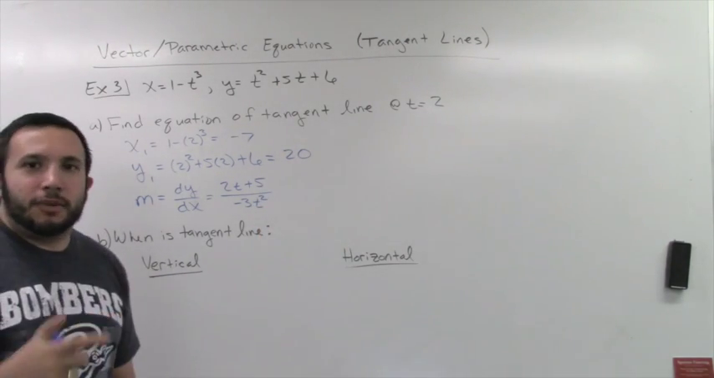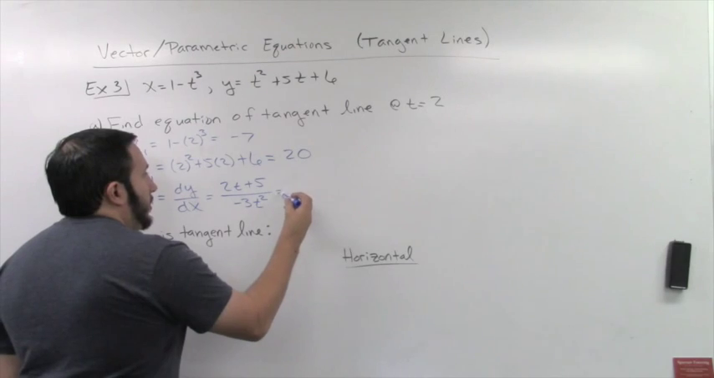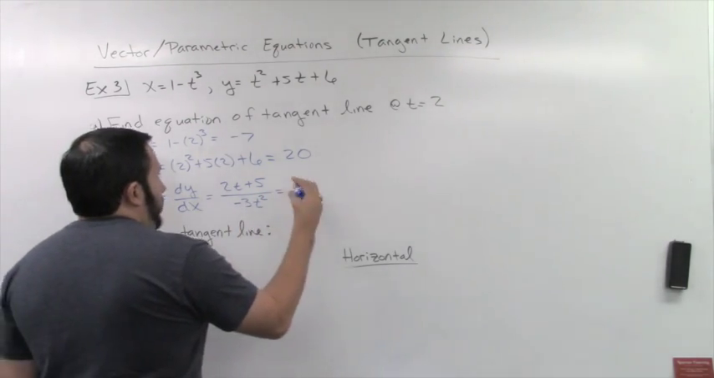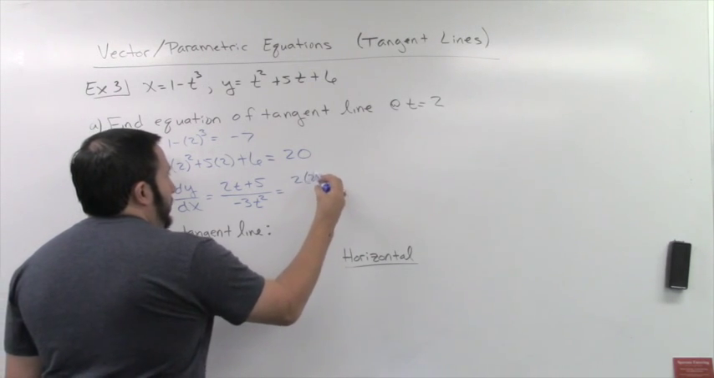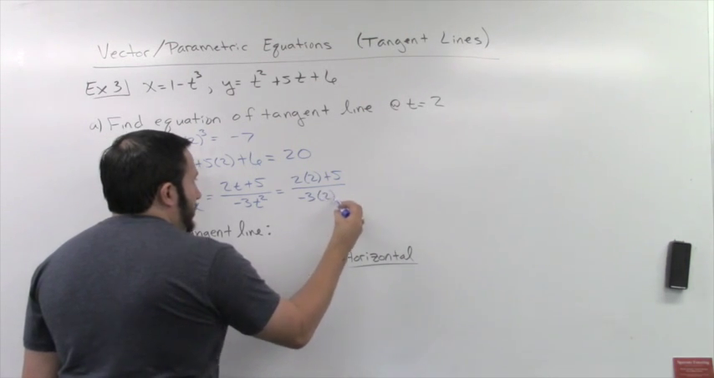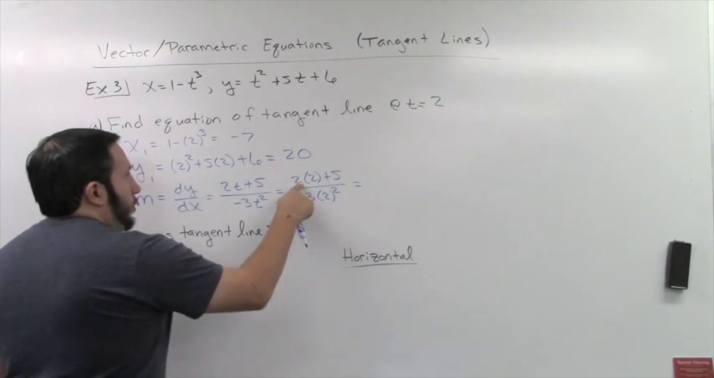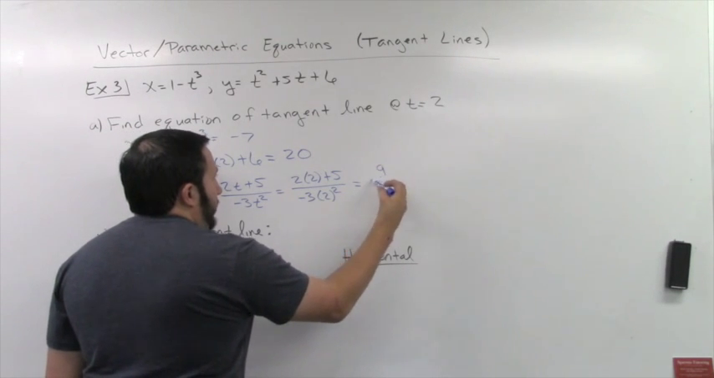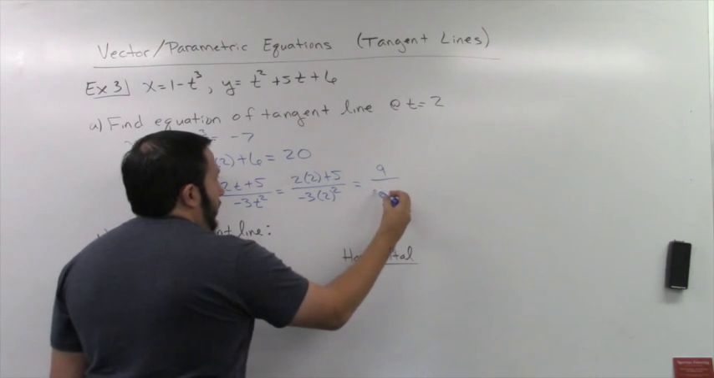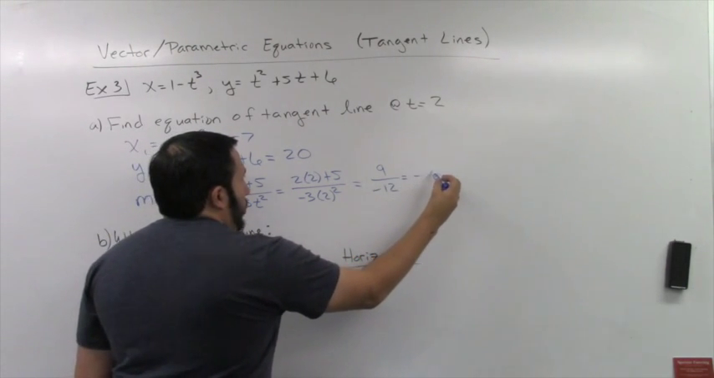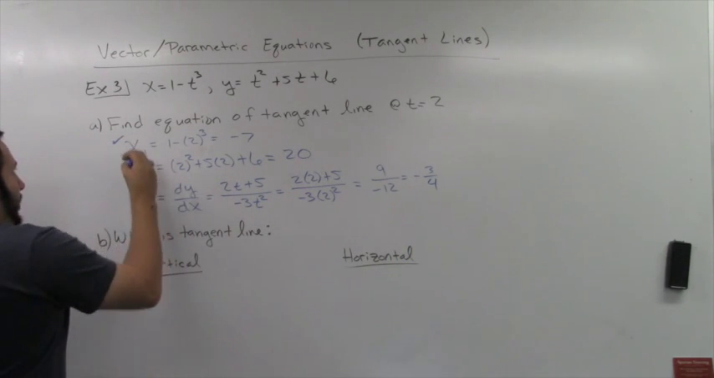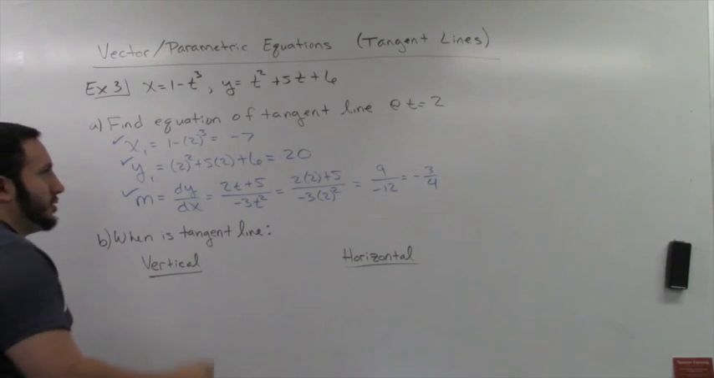Now that I have my dy over dx, let's plug our value of 2 into there to find my slope. So when I plug 2 in, I have 2 times 2 plus 5 divided by negative 3 times 2 squared, which is 4 plus 5, on top that's 9. On bottom, I get 4 times negative 3, which is negative 12, which I can reduce to negative 3/4.